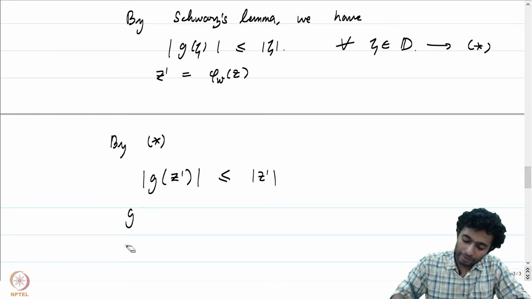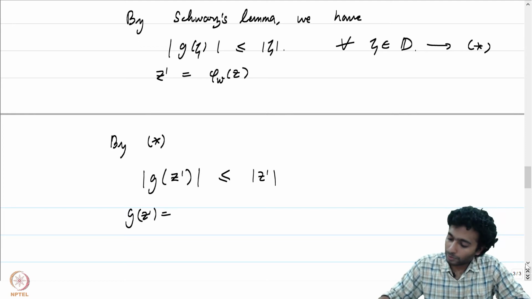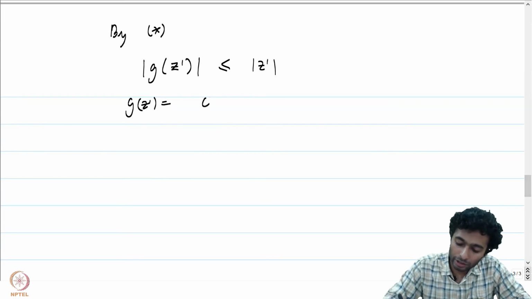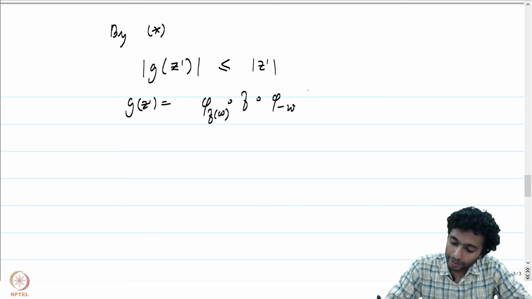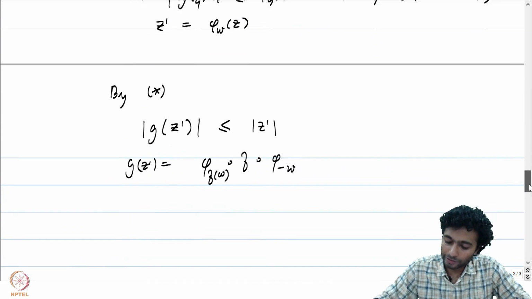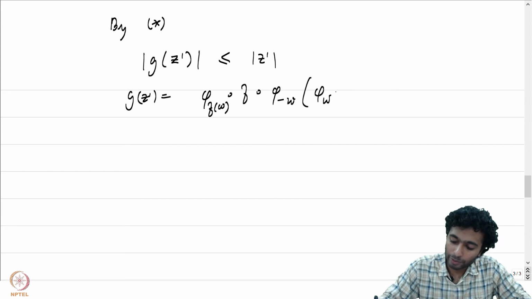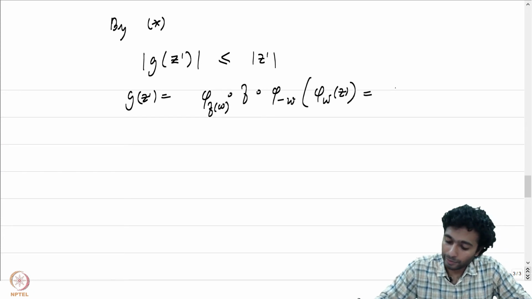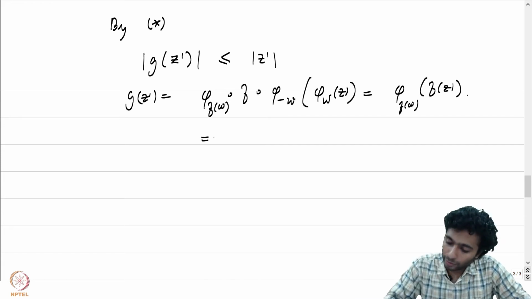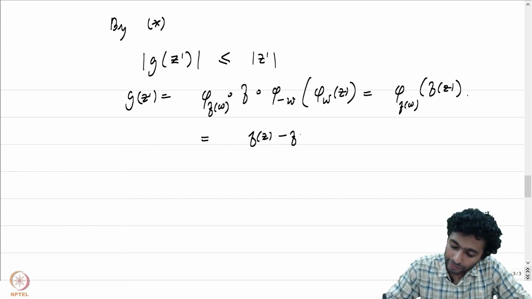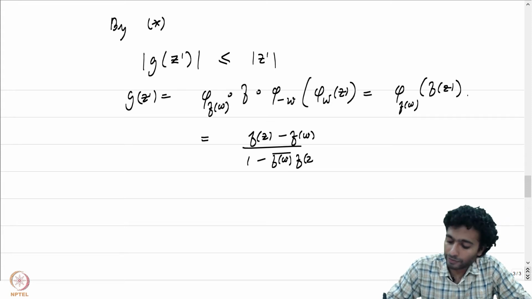G of Z prime is going to be equal to, let's write down what G was. G, recall, was phi f W composed with f composed with phi minus W, evaluated at Z prime. But what is Z prime? I recall that Z prime is phi W of Z. So this is going to be phi W of Z, which is equal to phi f W of f of Z, and that's equal to f of Z minus f of W by 1 minus f of W bar times f of Z.